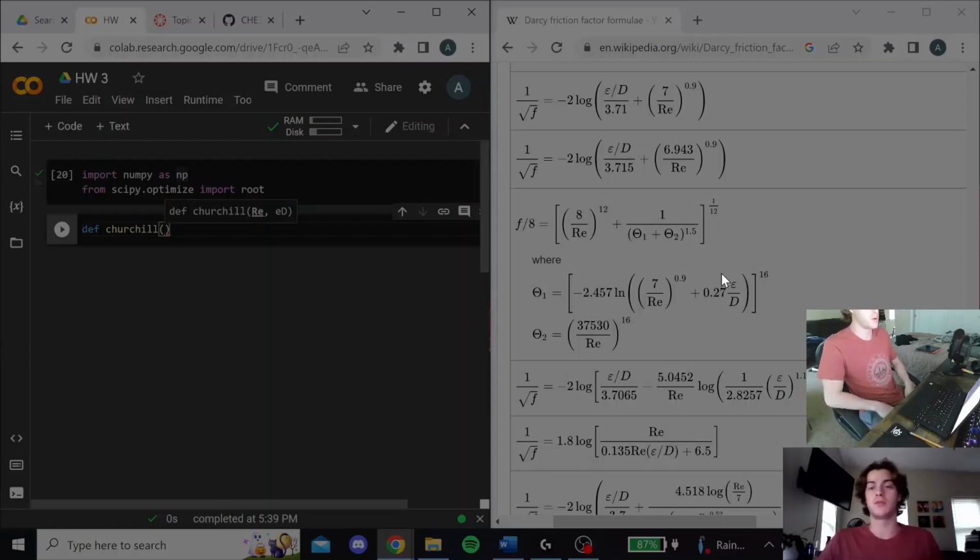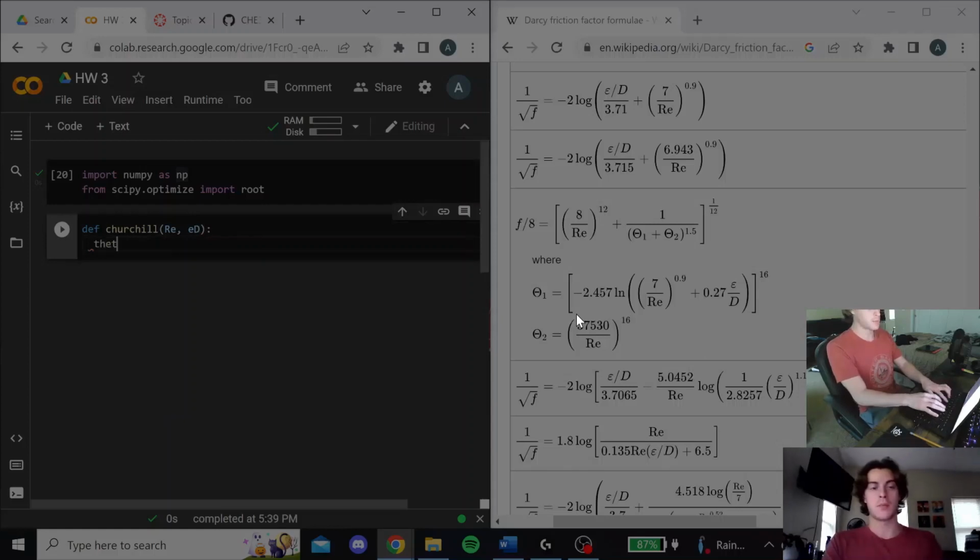For this equation, we'll need to supply Reynolds number and the surface roughness. And then I'll go ahead and define theta 1.